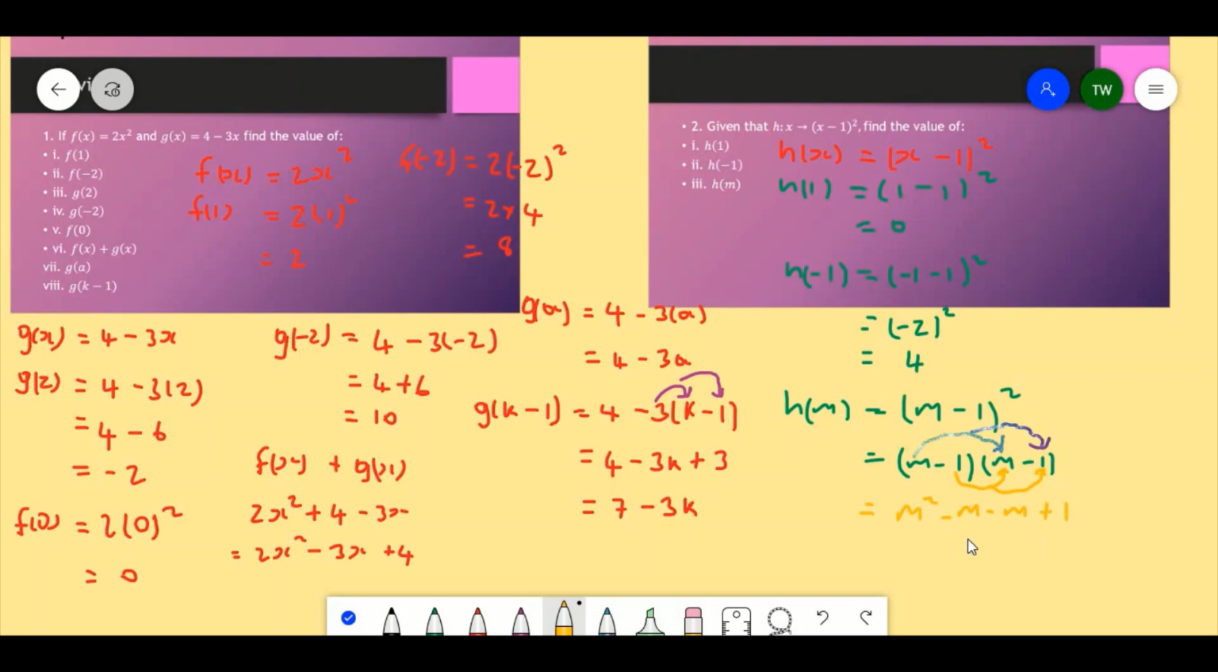All we need to do now is to combine the middle term, and we're finished. So we're going to keep the first term, which is m squared, minus m, that leaves us with minus 2m, plus 1. And we're finished. So therefore, h of m is equal to m squared minus 2m plus 1.